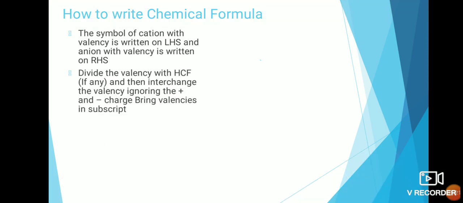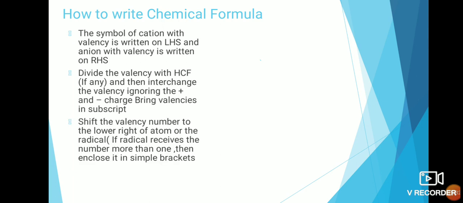Now divide the valency with HCF if any, and then interchange the valency. Ignore plus and minus sign charge. Bring valencies in subscript. I'll show an example where you can understand better, because just in the theoretical part it's very difficult for us to understand.